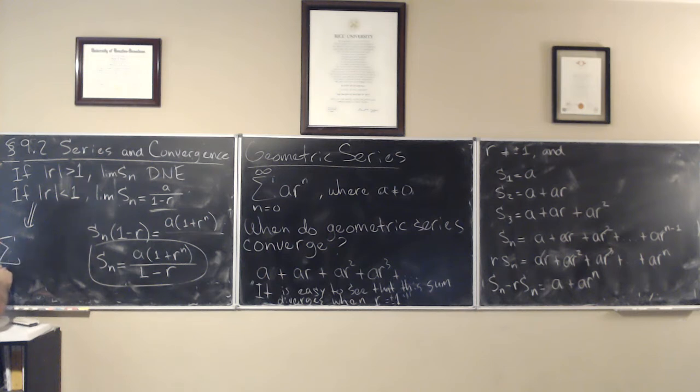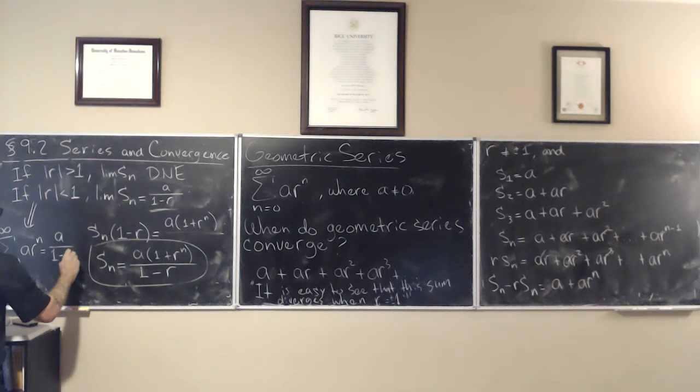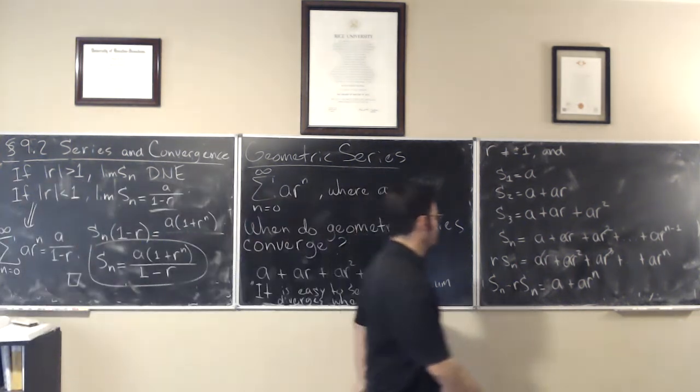The geometric series is equal to a over 1 minus r. This characterizes when geometric series converge.